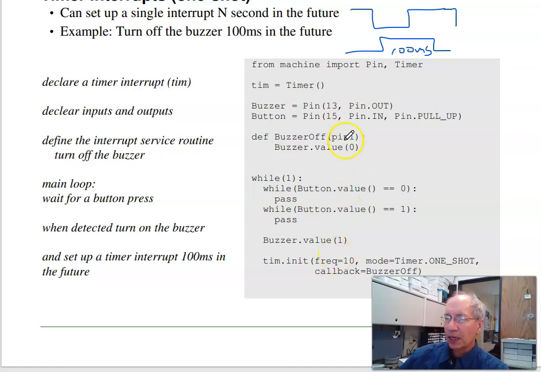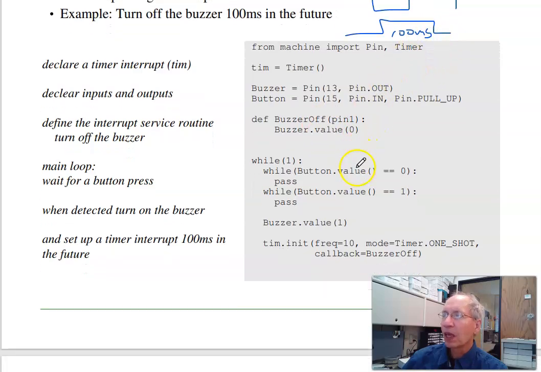To do that, I have to once again declare Tim to be timer type interrupt. Define the interrupt service routine. Every time it gets called, I turn off the buzzer. And to call the interrupt, it's a one-shot, meaning it's only called once at 100 milliseconds, whenever frequency is the time that it gets called. And the interrupt service routine is called buzzer off. So 100 milliseconds later, the interrupt gets called and the buzzer gets turned off.